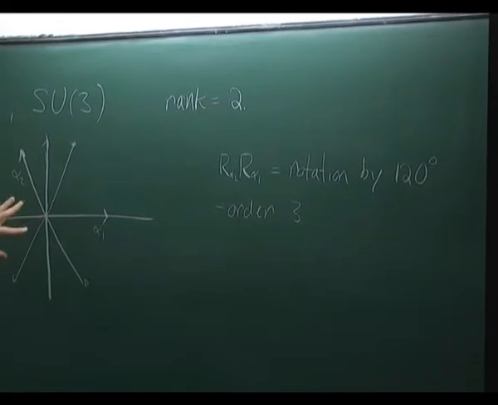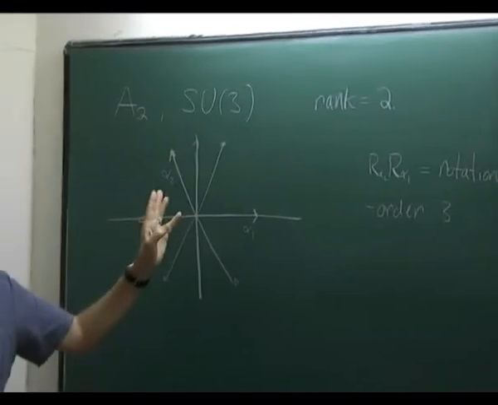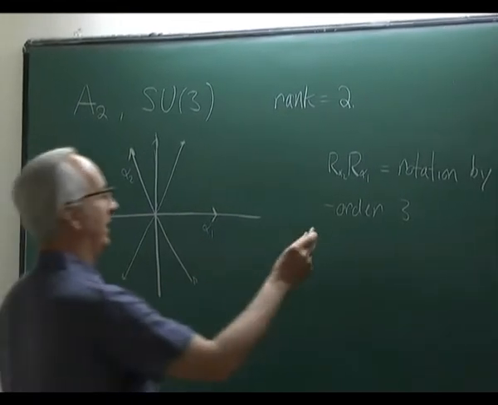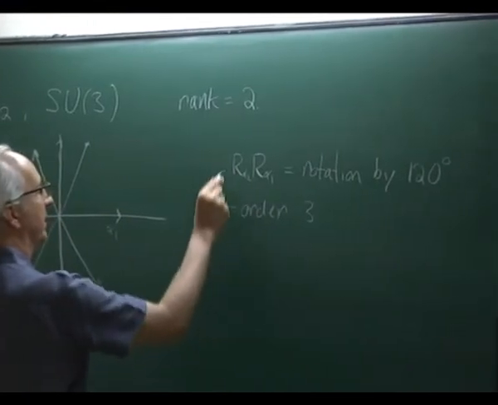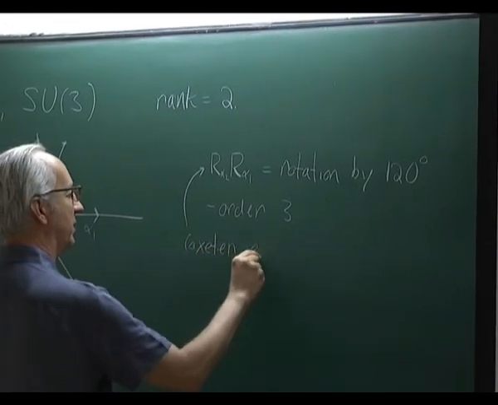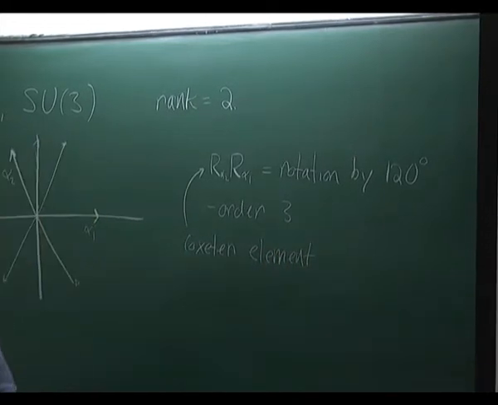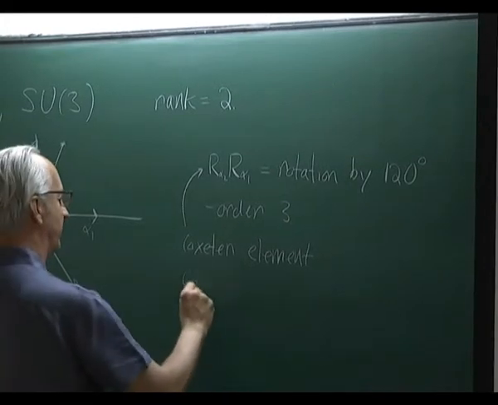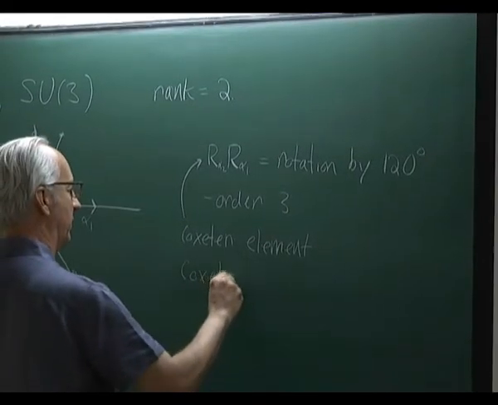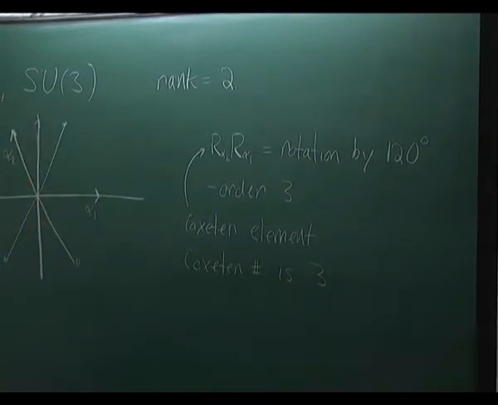The product of two reflections is not a reflection, it's a rotation, and it's a symmetry of this, so that makes sense. It's order 3. And this is called the Coxeter element. In general, the Coxeter element is the product of reflections in the simple roots, and the Coxeter number is the order of this Coxeter element. So in this case, the Coxeter number for A2 is 3.